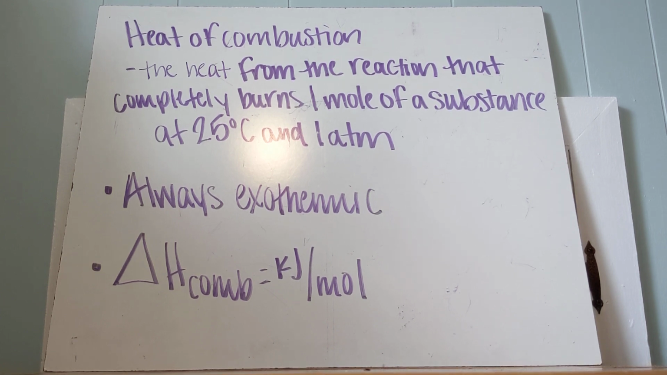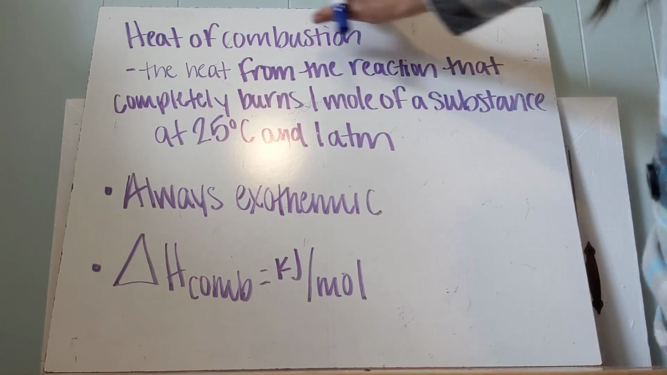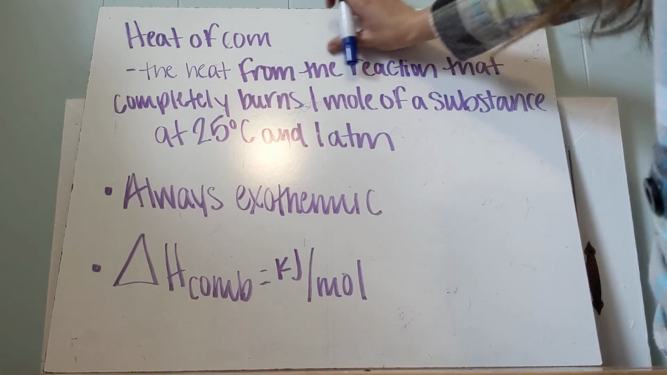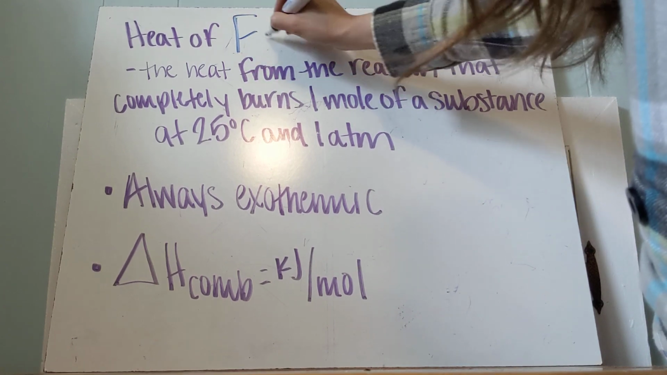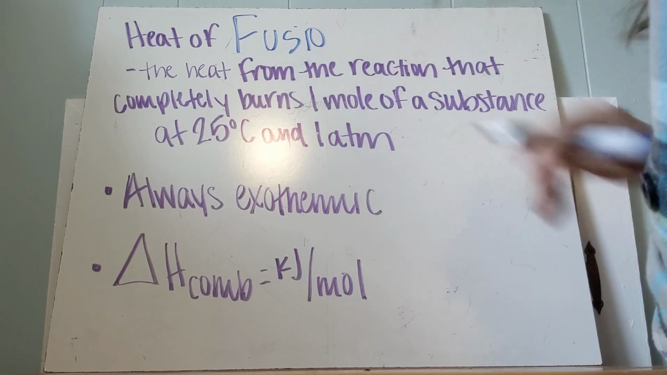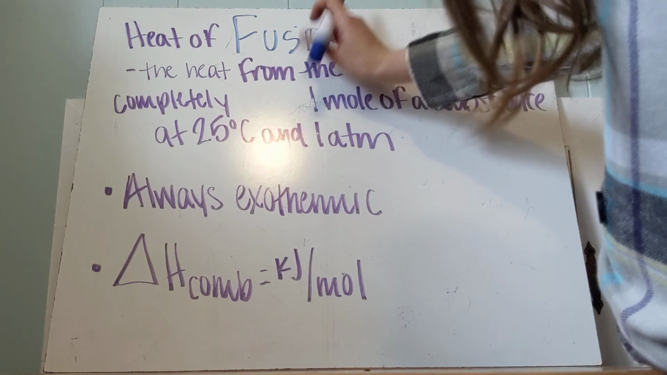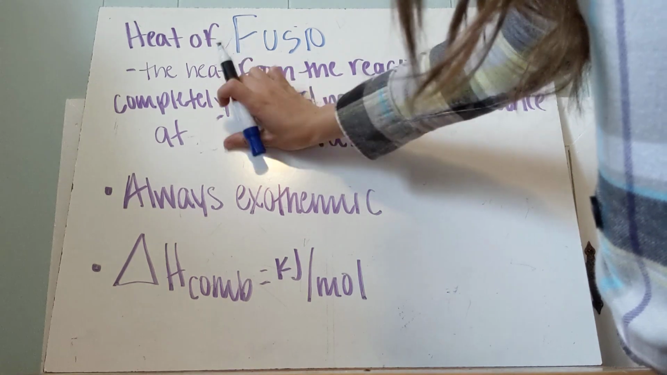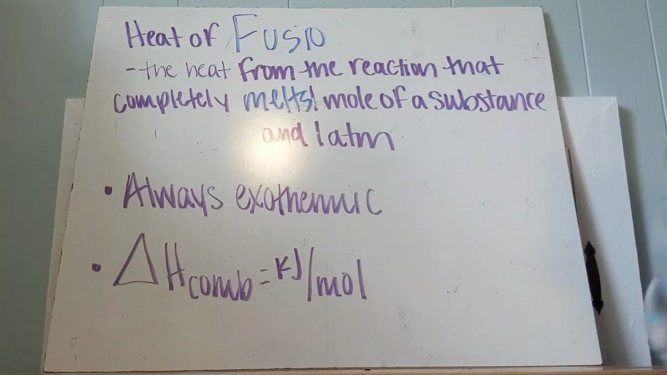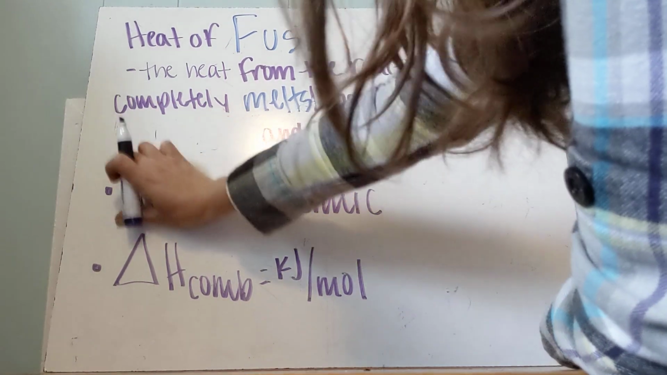All right, so the molar heat of fusion is the heat from the reaction that completely melts. And we take out that 25 degrees Celsius because melting doesn't always necessarily occur at 25 degrees Celsius. They're not always exothermic.